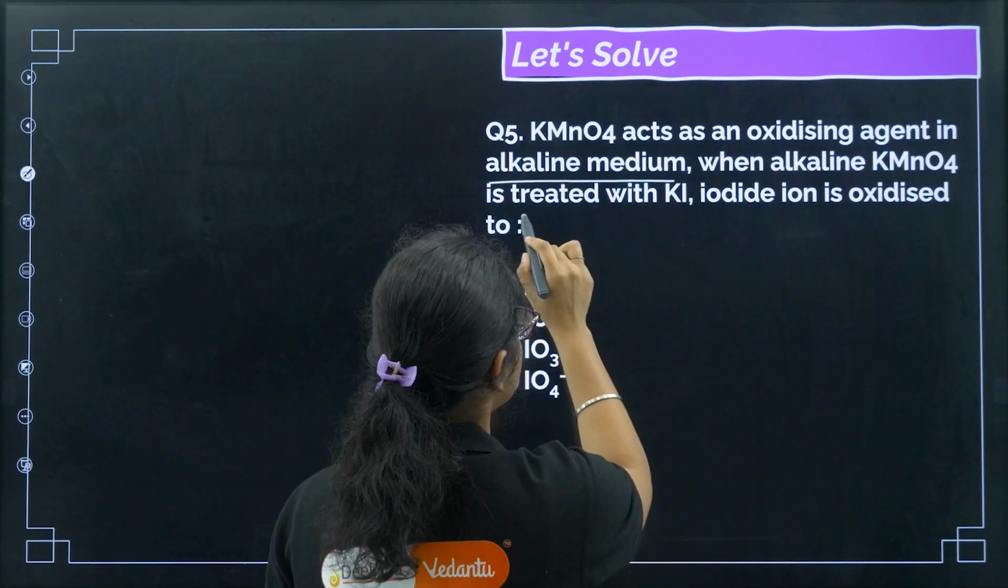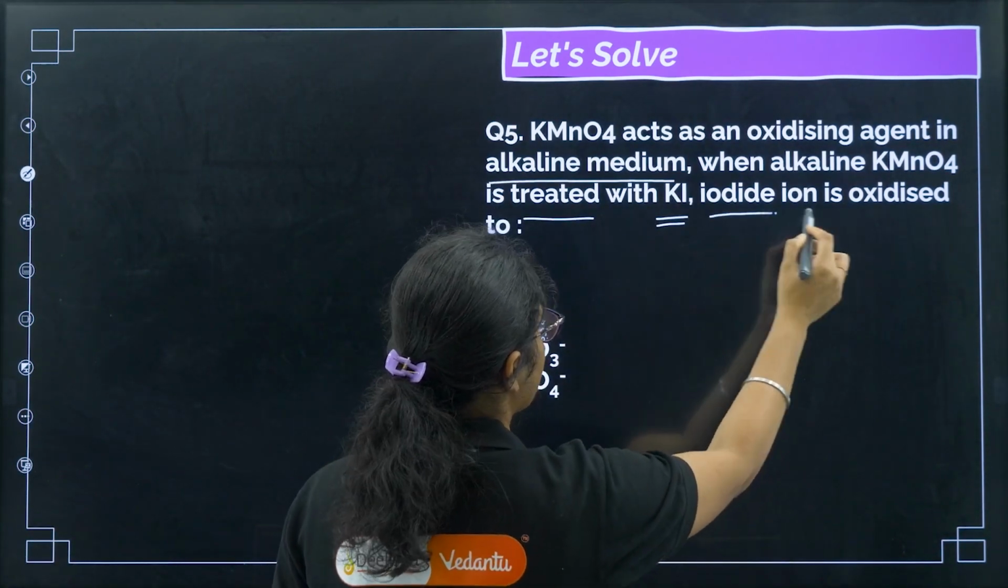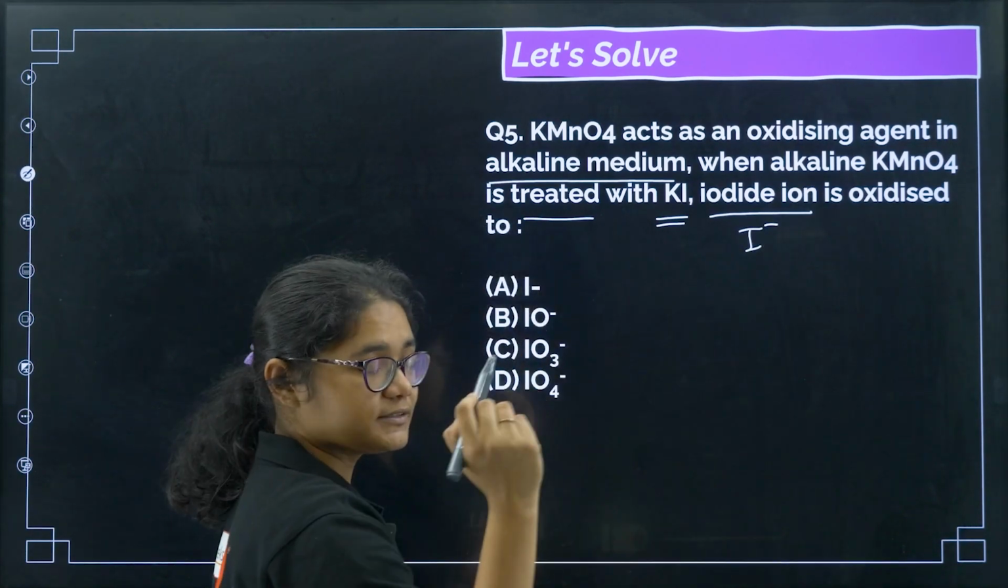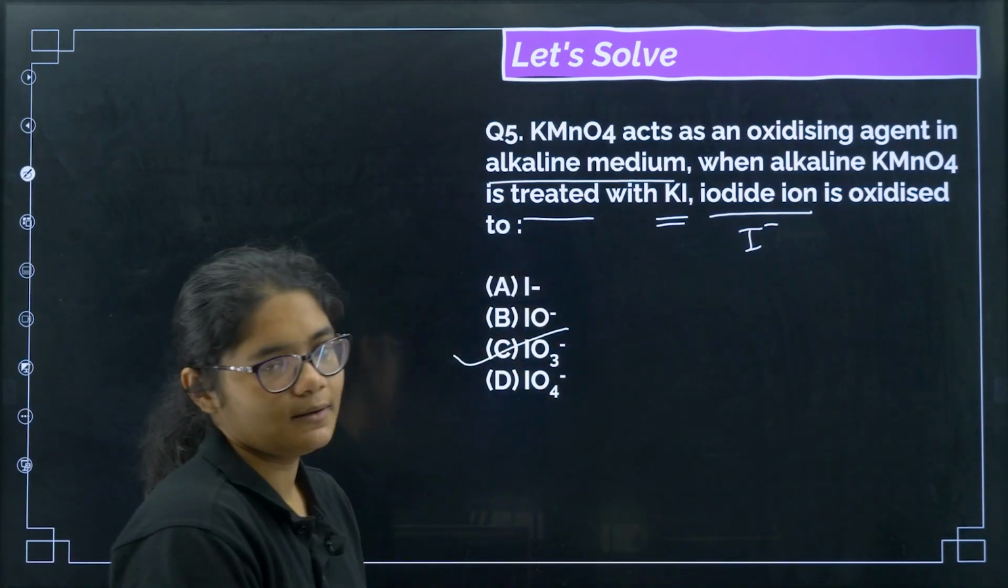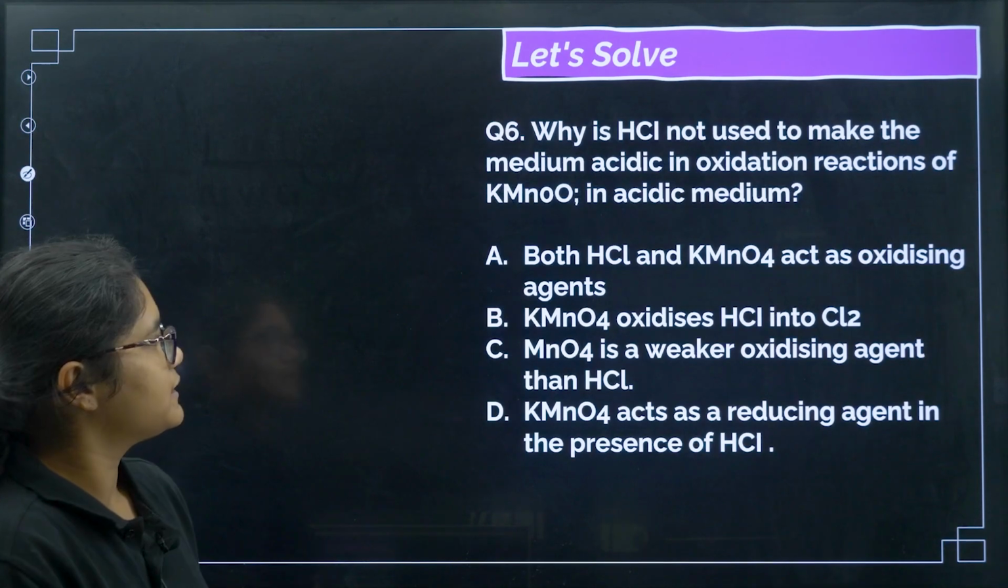When alkaline KMnO4 is treated with KI, iodide ion I minus is converted to, I told you it is very important, IO3 minus. Okay. Next, question number 3.